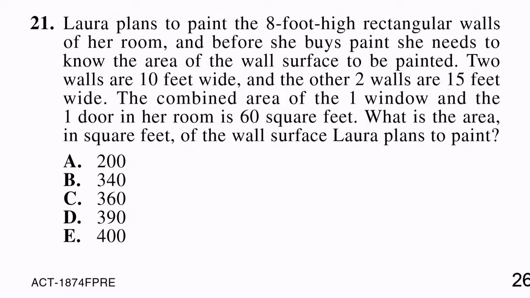So we're trying to figure out the area that she needs to paint, so of the wall surface. And we know that the combined area of the window and the door in her room are 60 square feet. And the window and the door don't need to be painted. So we need to figure out what is the area of the rest of her room and subtract 60 feet.